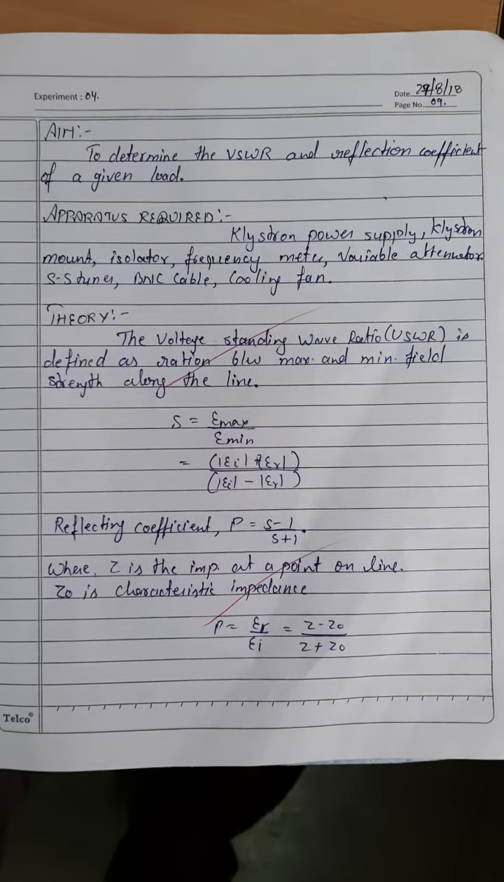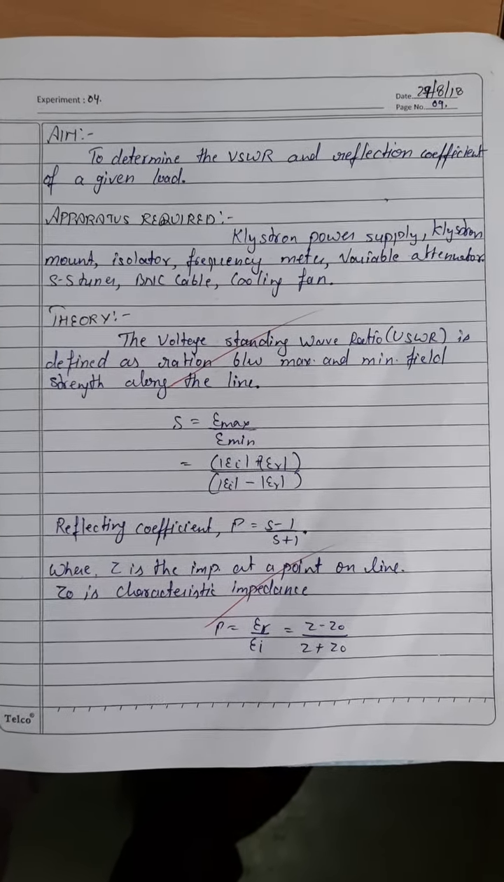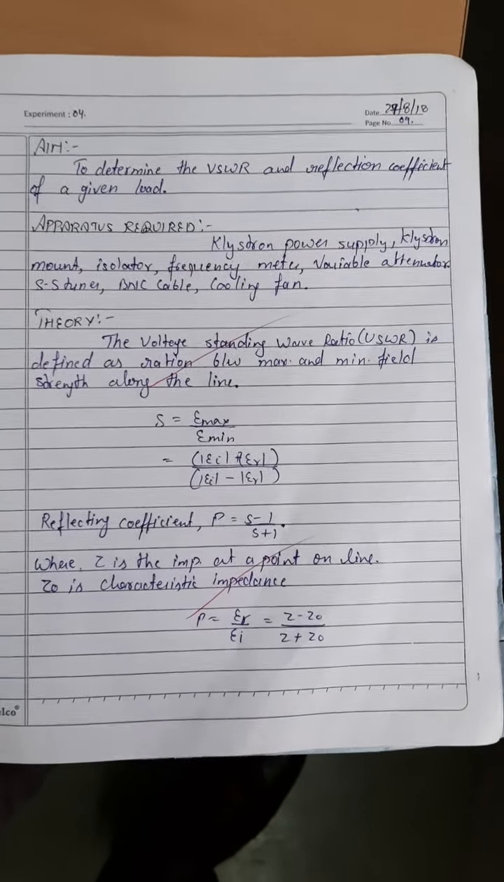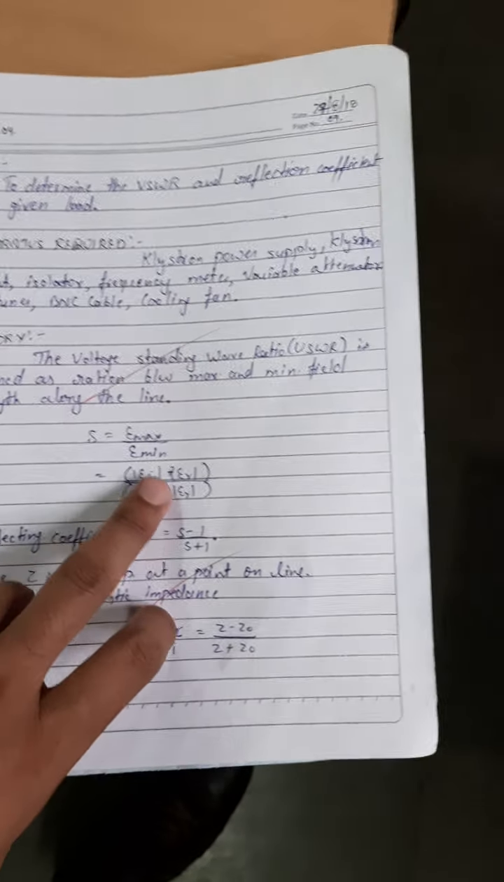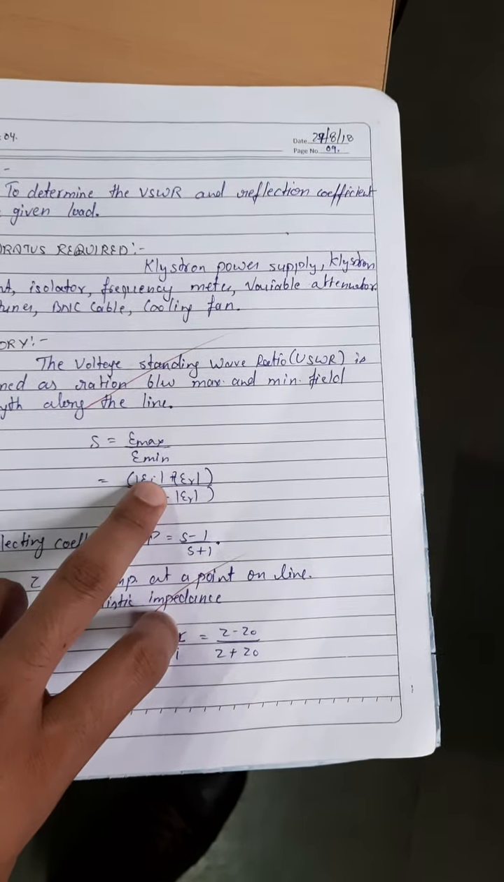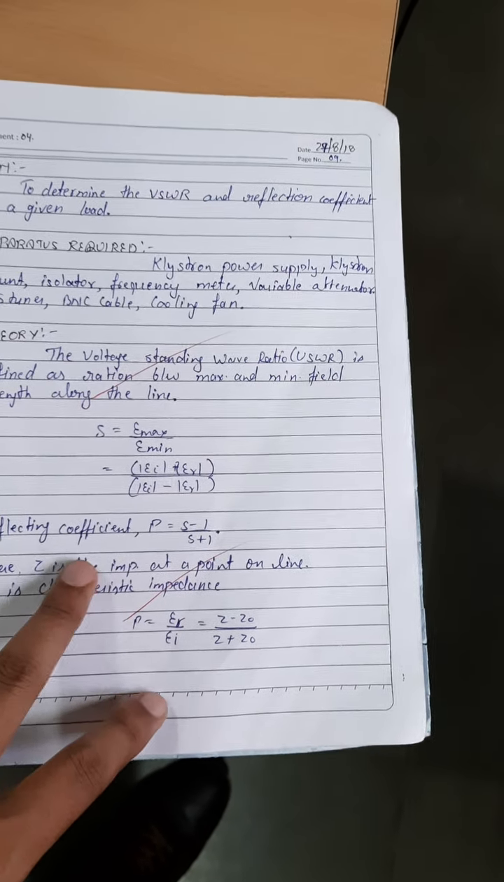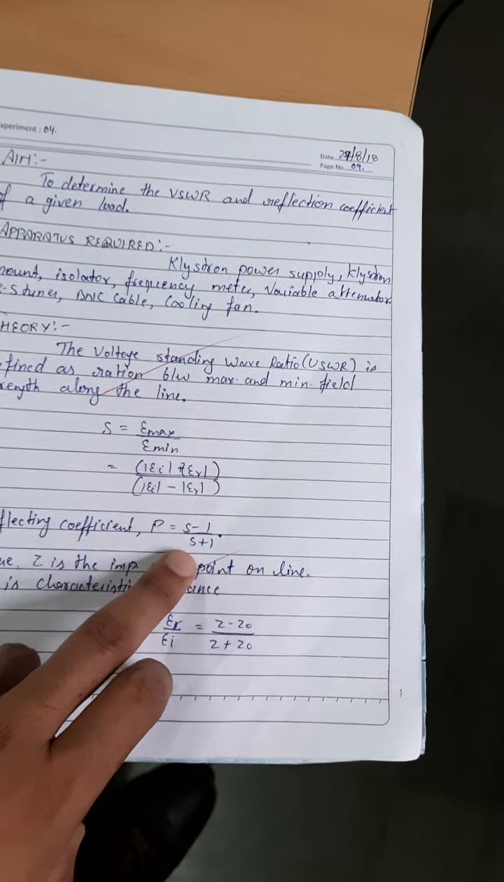Your next experiment is to determine the VSWR and reflection coefficient of a given load. Now you measure the standing wave ratio. Also, one of the relations is Vmax, Vmin, or Emax, Emin. Also, if this one is calculated, this is your reflection coefficient.